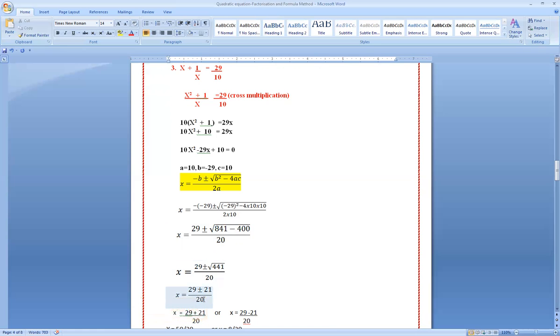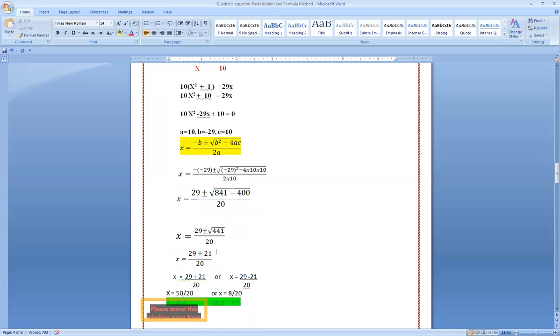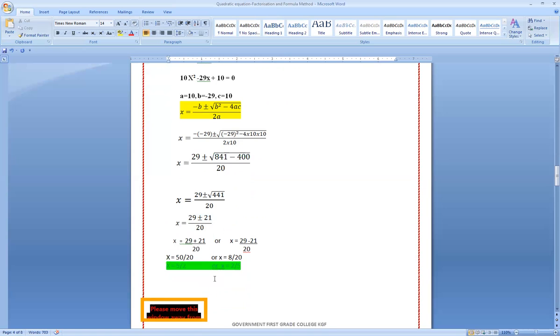Remove the square root for the next step. x equals 29 plus or minus, after removing the square root, we will get 21, divided by 20. So one will be plus 21, another one will be minus 21. We need to go for calculating the value of x. So now we should write x equals 29 plus 21 divided by 20, or x equals 29 minus 21 divided by 20.